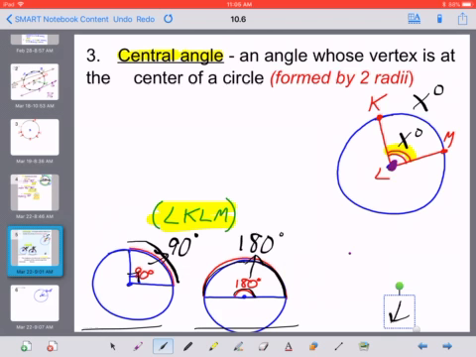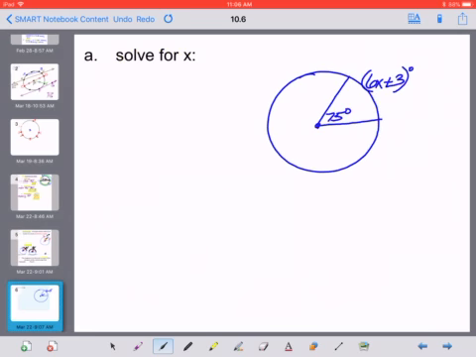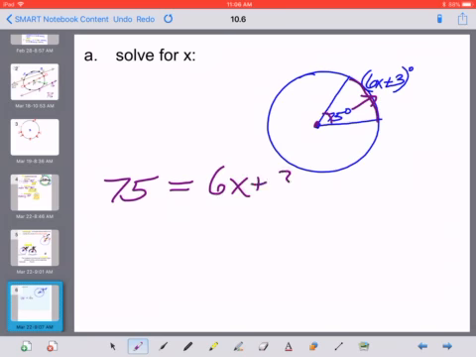Whatever the measure of the central angle is, the measure of the arc has to be equal to it. So let's knock out a couple of quick examples with this one here. We are allowed to assume from the diagram that this point right here is the center. That means that this 75-degree angle right there is a central angle, and here's the measure of the arc that it intercepts. So the theorem we just wrote down said that the measure of a central angle, 75 degrees, is equal to the measure of the arc that it intercepts, or cuts off, 6x plus 3.